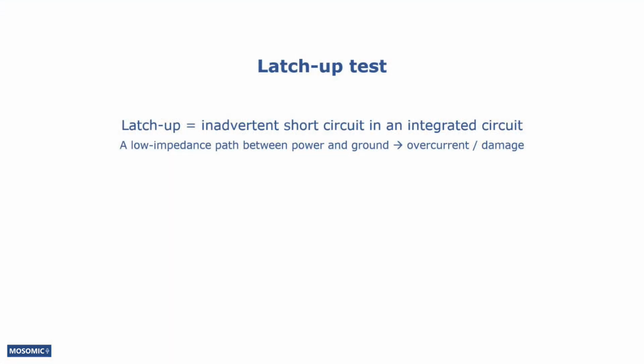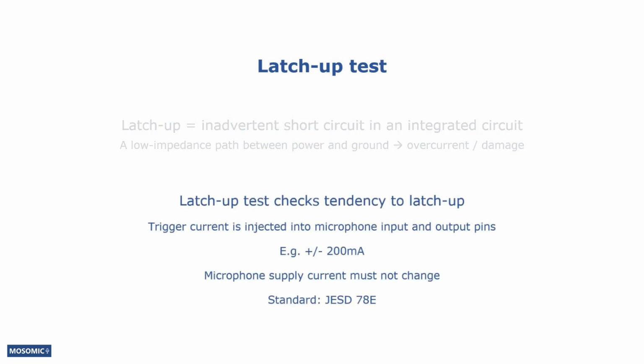Latch Up is an inadvertent short circuit that can happen in an integrated circuit, such as the ASIC in a MEMS microphone. It's a low impedance path between the power and ground rails, which can lead to overcurrent and thereby damage to the circuit. This is naturally an unwanted phenomenon, so the Latch Up test is done to test the behavior of a MEMS microphone in circumstances that could lead to latch up.